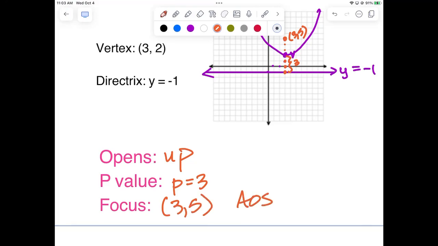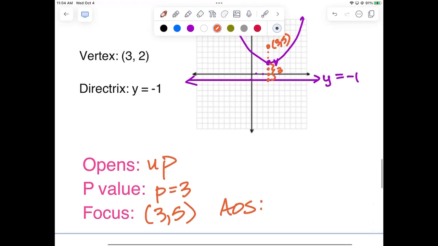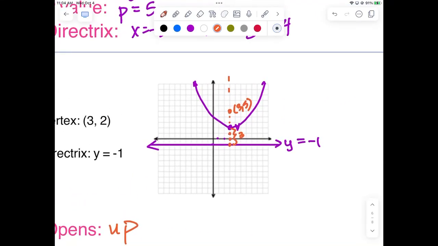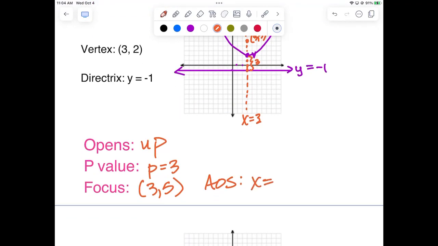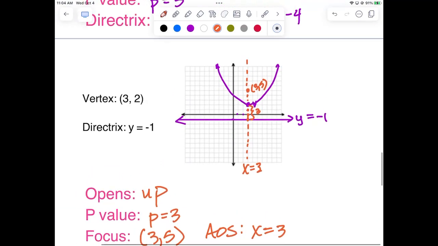And then what is your axis of symmetry going to be? Your axis of symmetry is now the vertical line that runs through the vertex. What's the x coordinate of the vertex? 3. Yeah. So the axis of symmetry is always going to involve the vertex. If it's a vertical axis of symmetry, it's x equals the x coordinate. If it's a horizontal axis of symmetry, it's y equals the y coordinate. All right, so that's one like we're used to. It opens up. It's a function of x. It passes the vertical line test.